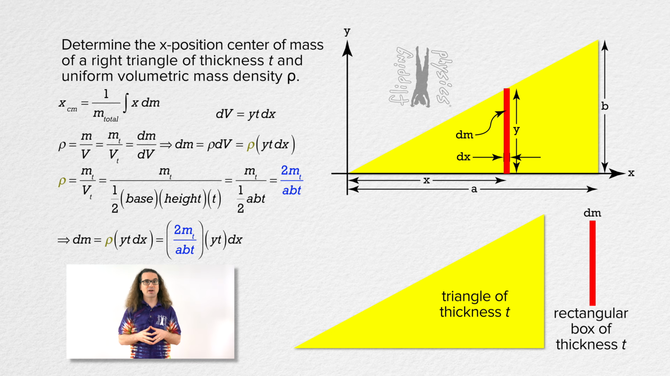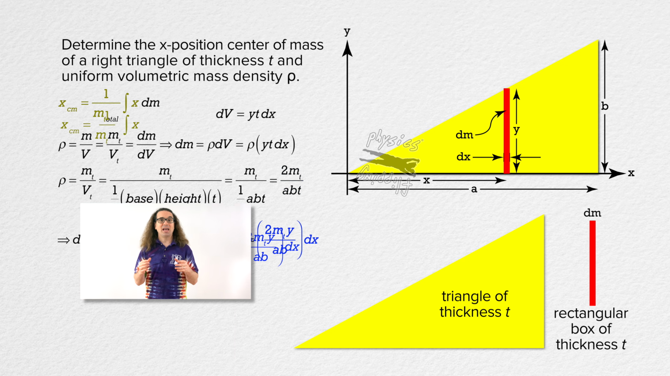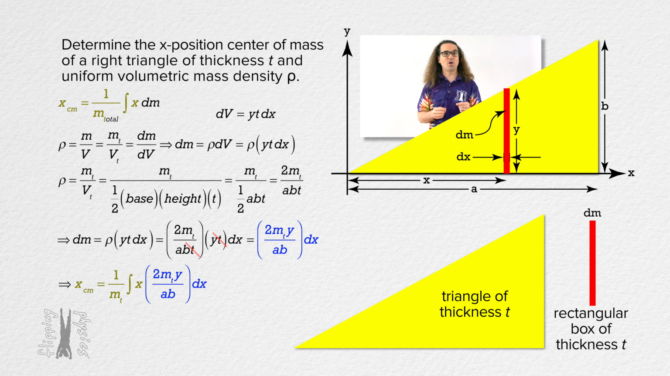t, the thickness of the triangle, cancels out, and we get dm equals 2 times the total mass of the triangle times y over the quantity a times b, all times dx. And now we can substitute that into our equation for x position of center of mass.